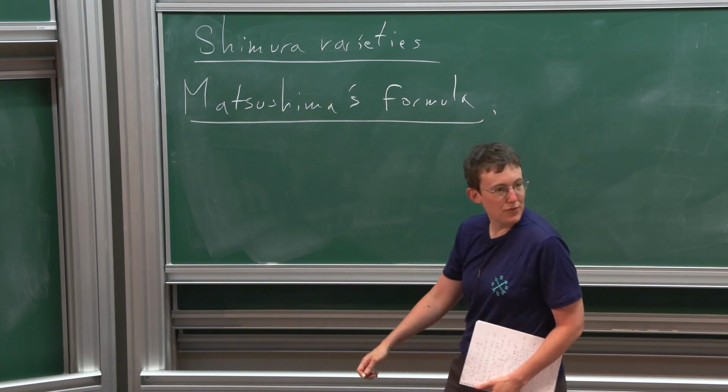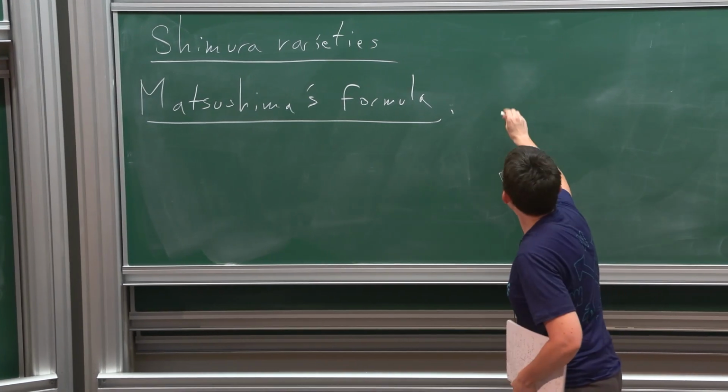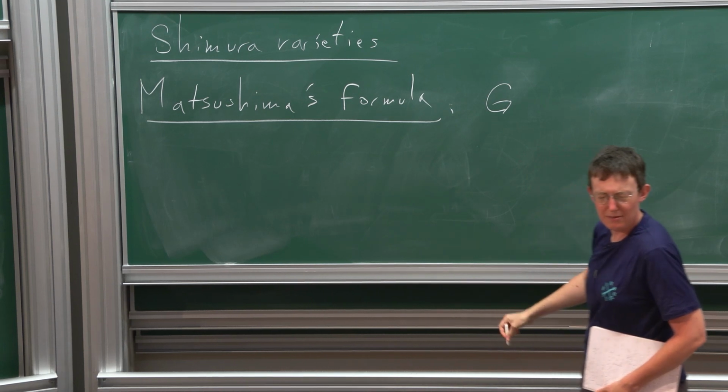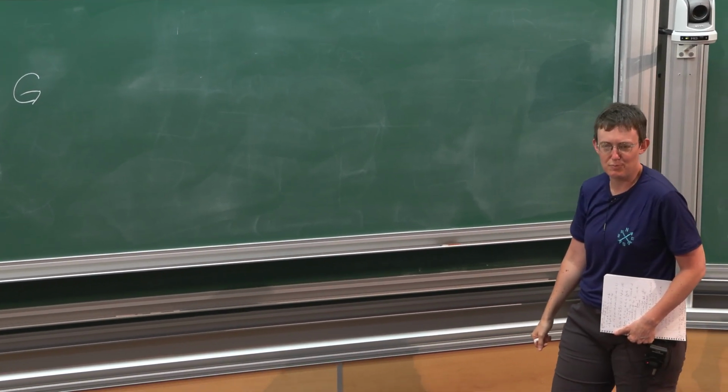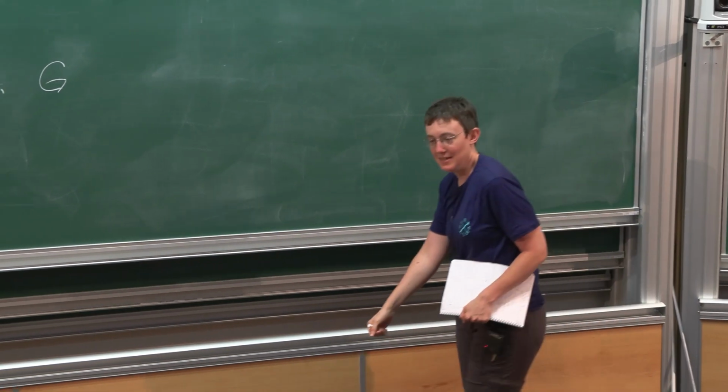So Matsushima's formula. So what is this? Right. Oh, also I didn't really get the memo about assuming Corvallis. So everything I'm going to say today, I think was probably already known in Corvallis' time. Sorry.